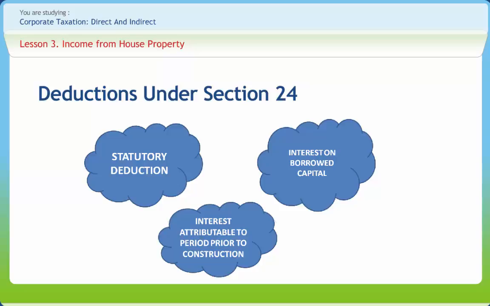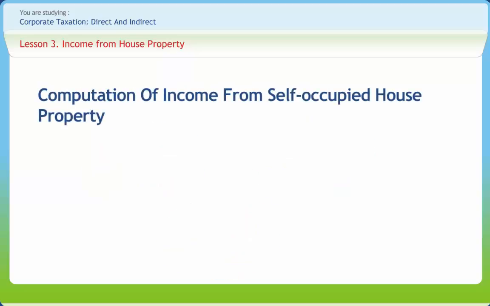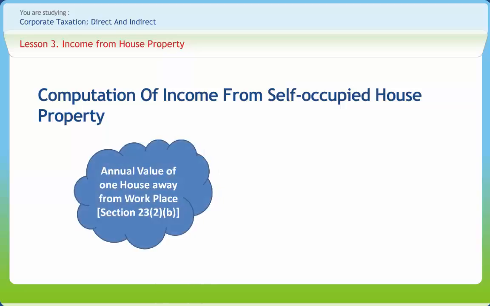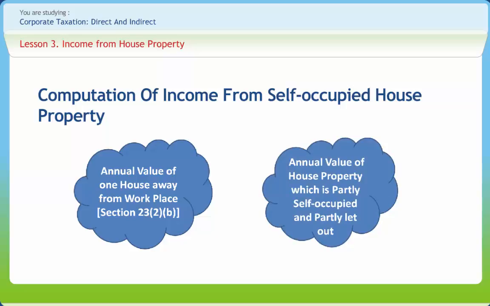When interest is payable outside India, no deduction will be allowed unless tax is deducted at source or someone in India is treated as agent of the non-resident. Now let's discuss computation of income from self-occupied house property. It comes under two heads: annual value of one house away from workplace, Section 23, Part 2, Part B; and annual value of house property which is partly self-occupied and partly let out.